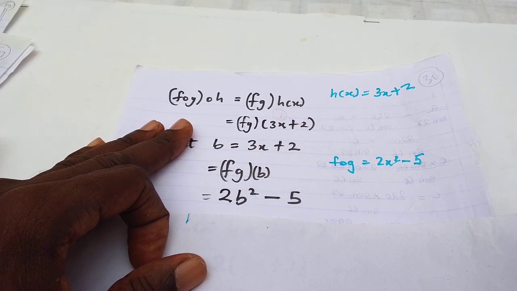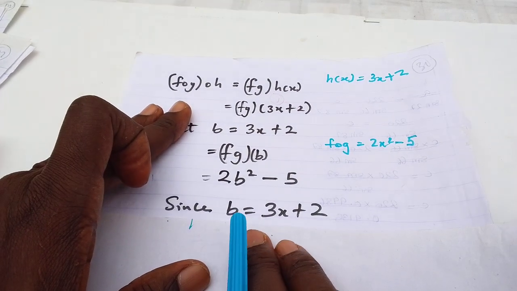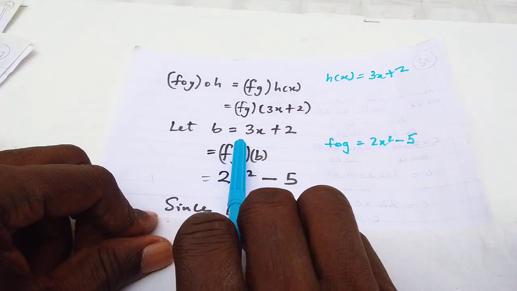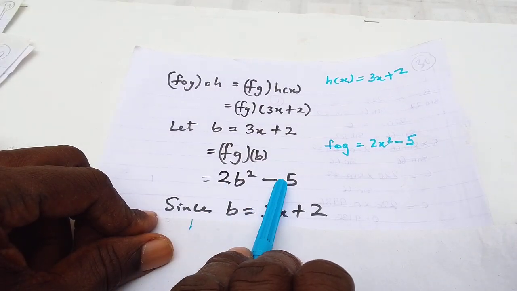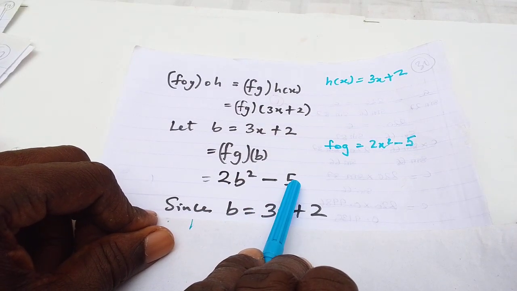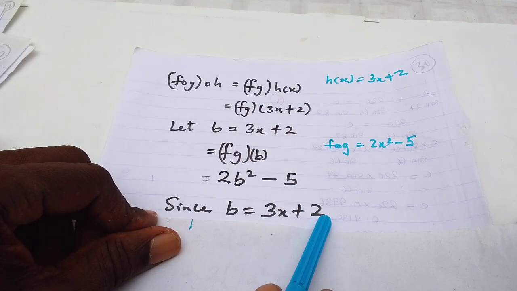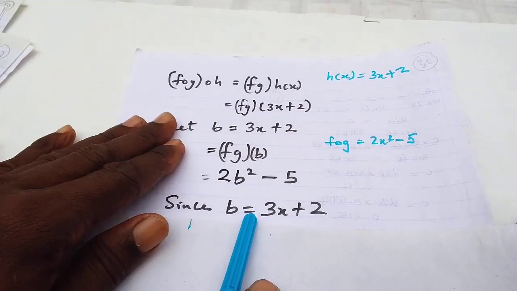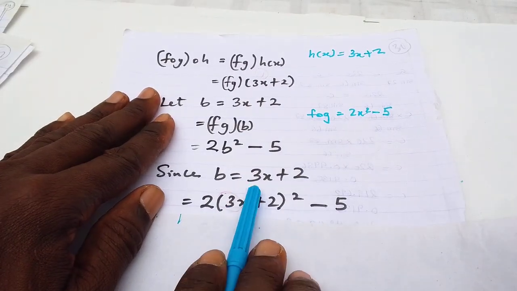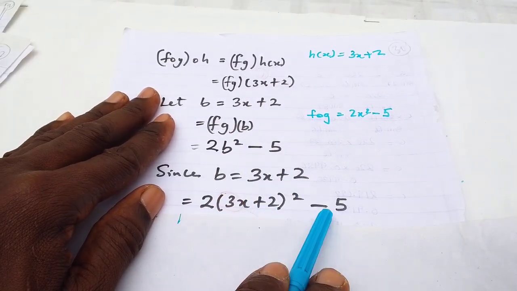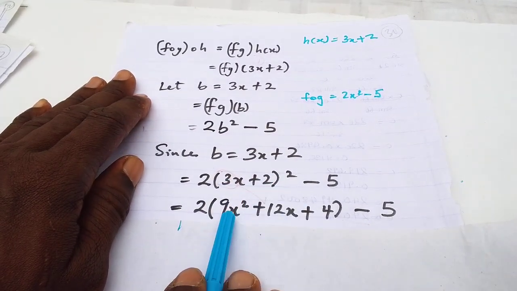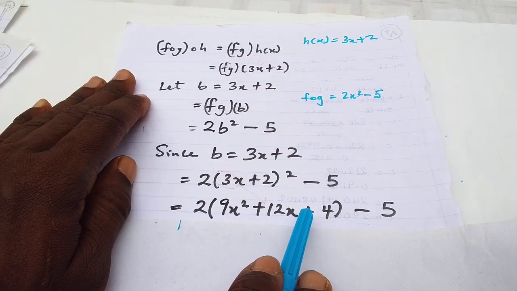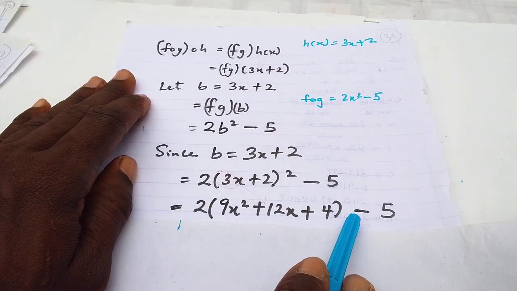Now, if you are having this 2b squared minus 5, since you said that your b is equal to 3x plus 2, for you to express this composite mapping in form of x, you must substitute this into wherever you are having b. So that means you'll be having 2 into bracket 3x plus 2 squared minus 5. So you are going to expand 3x plus 2 squared. When you expand this, you are going to get 9x squared plus 12x plus 4, times 2, minus 5.